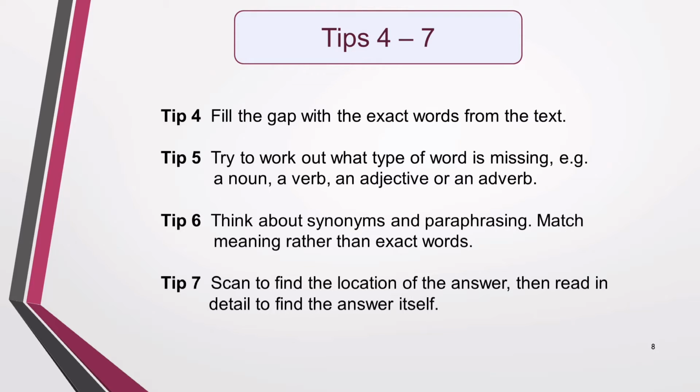Tip 5. When studying the table, try to work out what type of word is missing. For example, a noun, a verb, an adjective, or an adverb. This will help you to find it more quickly. Tip 6. Always be thinking about synonyms and paraphrasing. Look for matching meaning rather than exact word matches when comparing the information in the table and in the text.